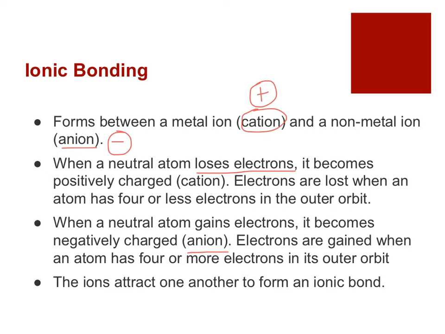When a neutral atom gains electrons, it becomes negatively charged, which is our anion. Electrons are gained when an atom has 4 or more electrons in its outer orbit. So these are always going to be your nonmetals. And once the cation and the anion are formed, the ions are going to attract one another to form an ionic bond. So an ionic bond is an attraction between a positive and a negative charge ion.